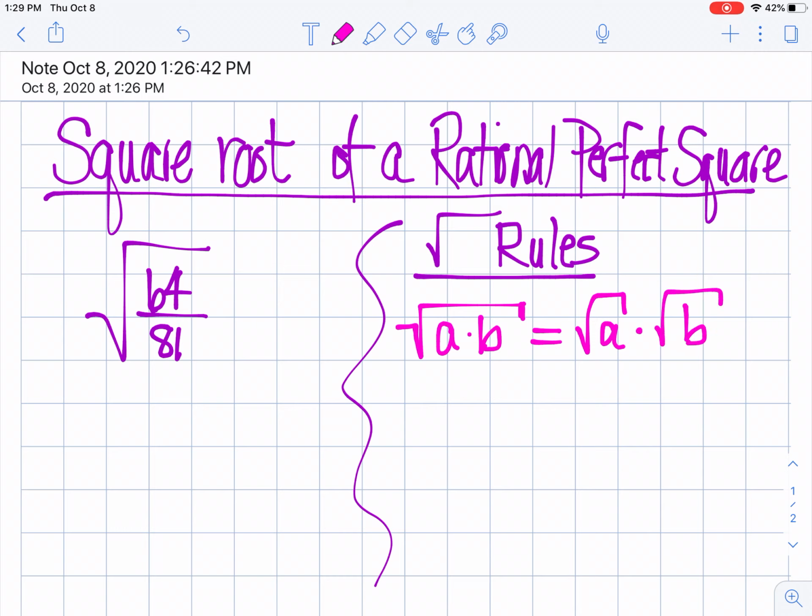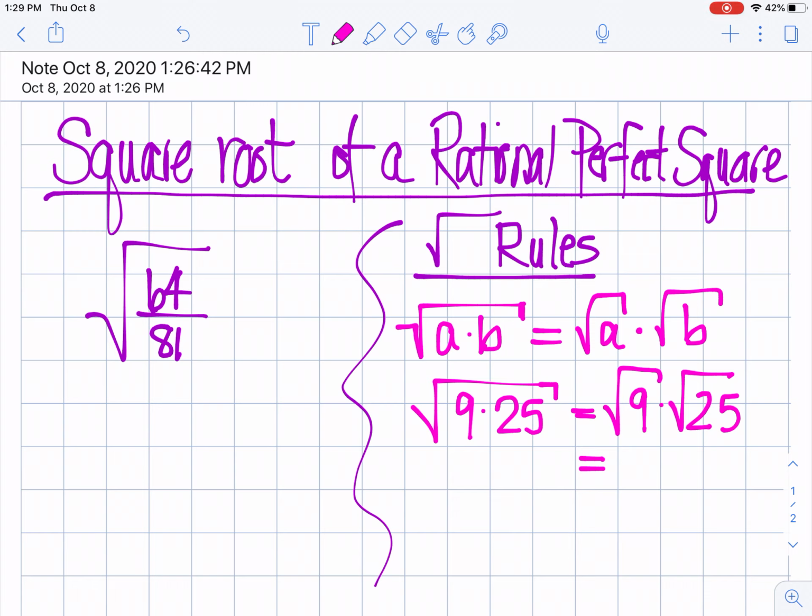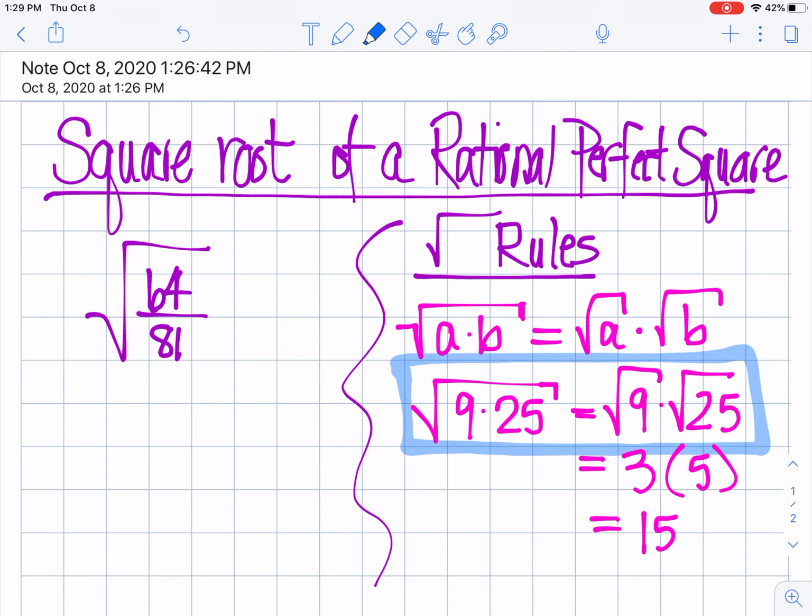So let's pretend, for example, I had the square root of 9 times 25. It doesn't even matter what 9 times 25 is, okay? I can break it apart and I can say that's the same as the square root of 9 times the square root of 25. Then I can evaluate. The square root of 9 is 3, the square root of 25 is 5, and I multiply together and I get my answer of 15. But this is the main rule that you want to understand as far as multiplication goes.